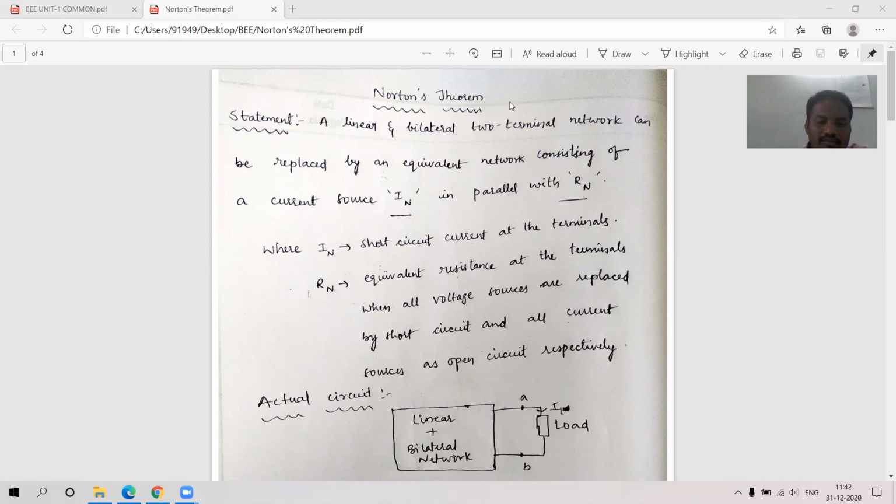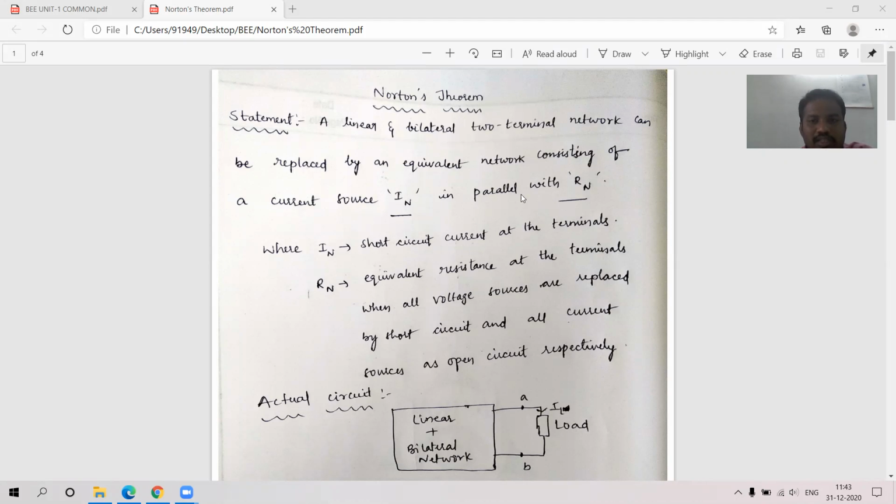In this Norton's theorem, what actually does it state? Already we did the Thevenin's theorem. Norton's theorem is an extension of the Thevenin's theorem. That means when you transform that source, you are going to get the Norton's theorem. Okay. Before that, let us see the statement here. The statement is just similar to that of Thevenin's theorem. The only thing is, there we have a voltage source, here we are having a current source.